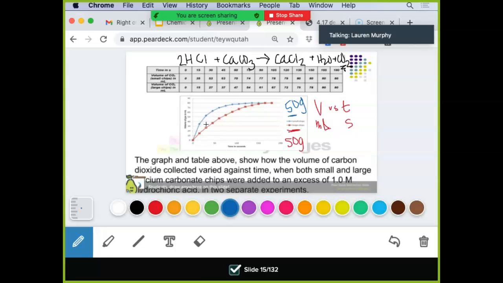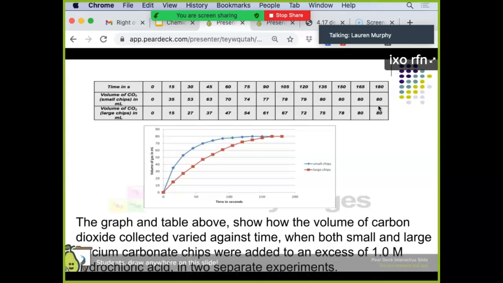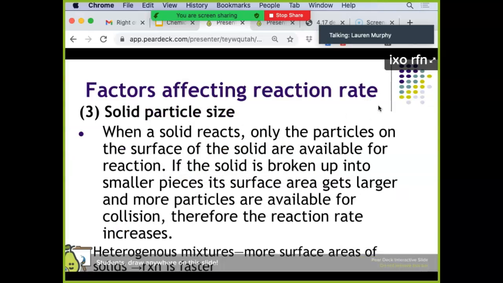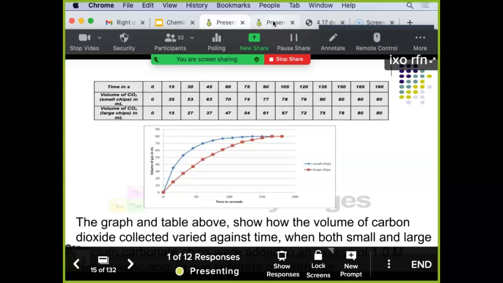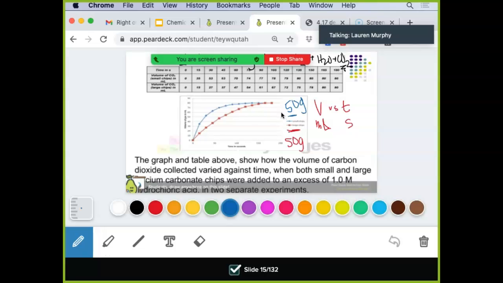Okay, so it starts at the same spot, but it also ends at the same spot. Meaning if you look closer on this chart, the final volume collected for both chips was the same. Meaning if you're collecting the final product in the same amount, likely your starting amounts were also the same amount. The size of the chip didn't determine your overall outcome. You still got the same output. It's just how quick you got there was different. Okay? So most likely their masses were the same, meaning if you put in 25 grams of the large chips, you likely also put in 25 grams of the small chips because you ended up making the same amount of gas.